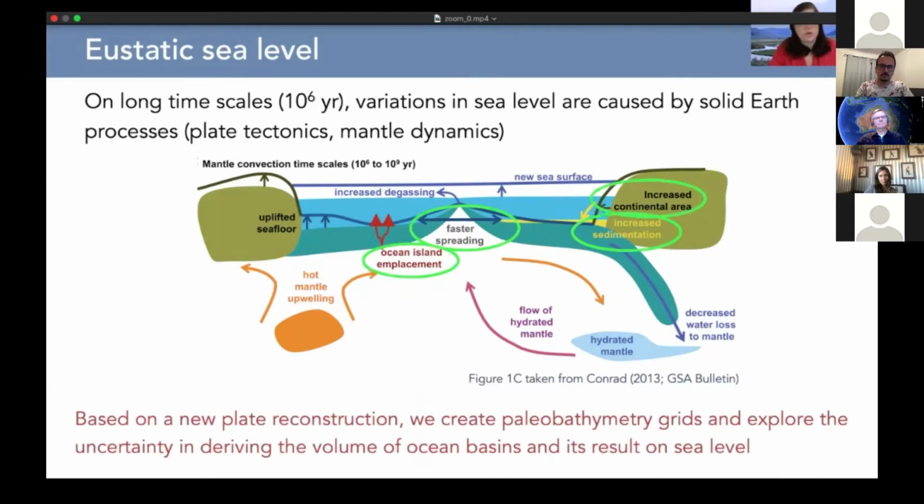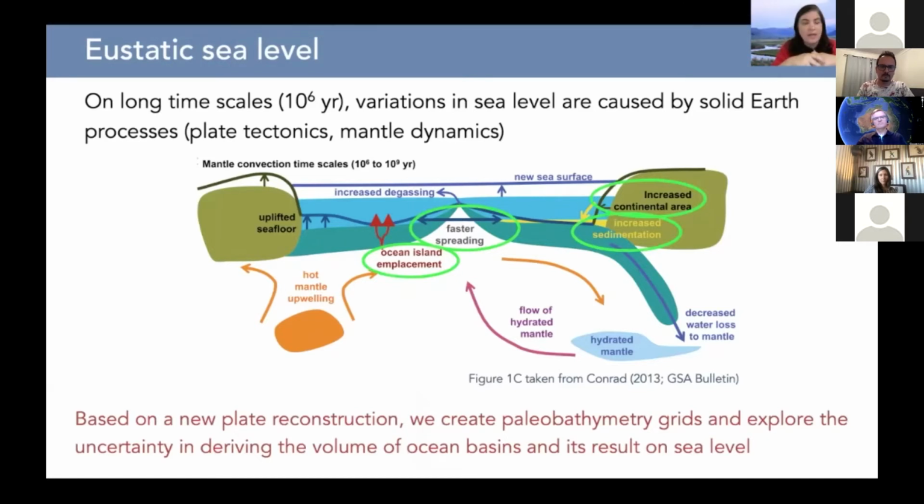Now, we've looked quite extensively in the past at that plate tectonic component, and this was done in our Muller et al. 2008 paper published in Science, where we computed a whole bunch of paleo age grids. We converted those to paleo basement depth, looked at ocean island emplacement and sediment thickness, and derived these paleobathymetry grids, which we then used to think about what the long-term sea level curve was doing based on these plate tectonic related factors.